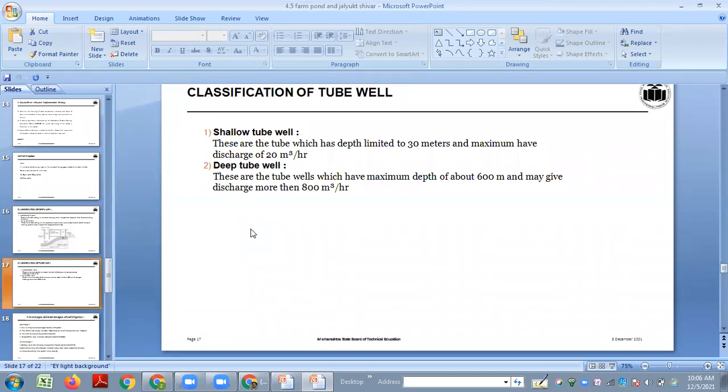Shallow tube wells are tube wells which have a depth limited to 30 meters, and a maximum discharge of 20 meter cube per hour. This is what a shallow tube well is. Deep tube wells are tube wells which have a maximum depth of up to 600 meters and may give a discharge of more than 800 meter cube per hour. So this is the classification of tube wells.